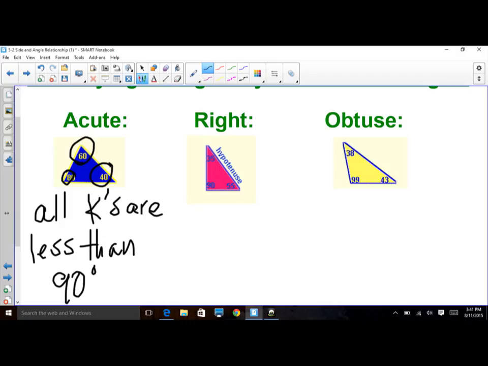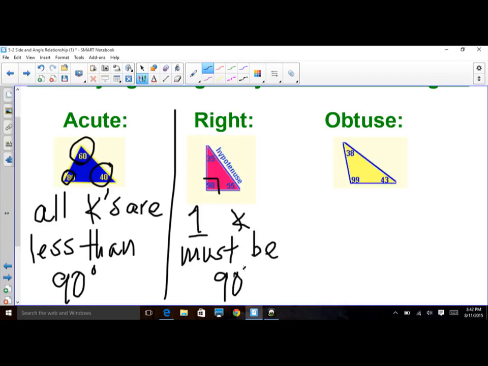Okay. Our second case, a little bit more common, is a right triangle. Of course, a right triangle refers to the right angle that exists within that triangle. So if one angle is 90 degrees, we know that we have a right triangle. One angle must be 90 degrees. Okay, it's pretty self-explanatory. If you know the definitions of these angles, you'll be pretty good with the triangle classification.